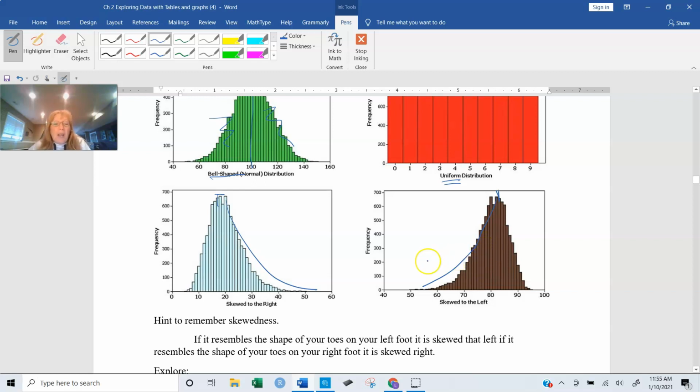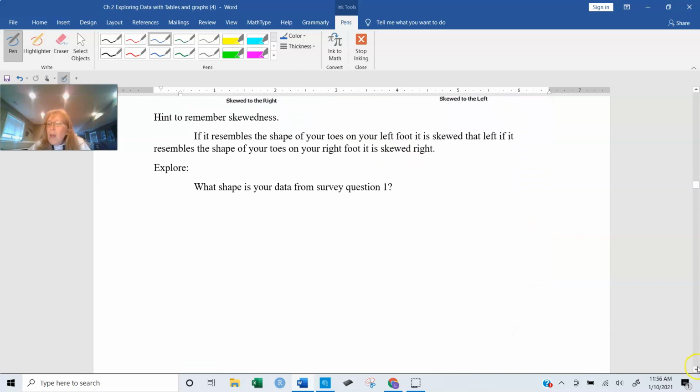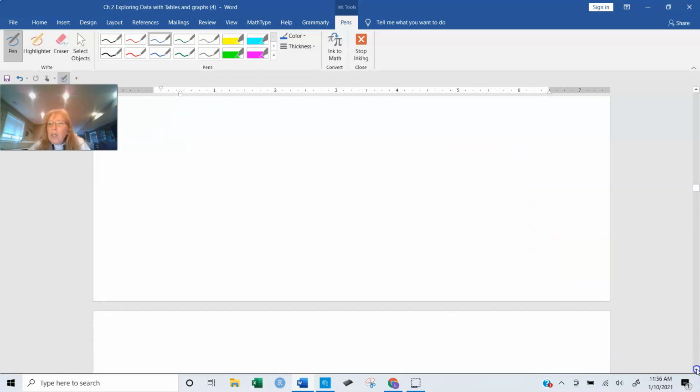All right, I know this sounds ridiculous, but when you think of your feet, if it looks like the toes on your foot, that is the direction it is skewed. So here's your big toe, and here's all your little toes, right? That is on your right foot, so it's right skewed. Here's your big toe. Here's all your little toes. So this would be your left foot, so it is left skewed. Might help you remember. I know it's ridiculous, but it works for me. All right, check out your data. Which direction is it skewed?